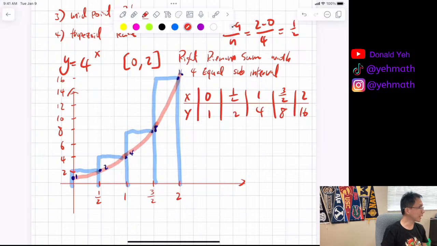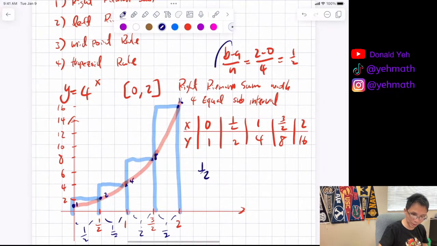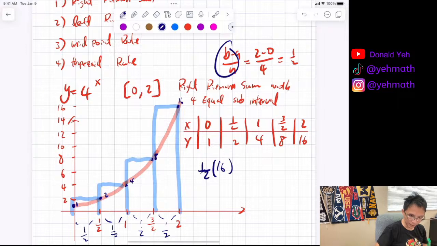Now, each rectangle has a width of what? Half. Why? Because from here to here is 1/2, from here is 1/2, and from here is 1/2. I can also use this equation, b minus a over n, that's half, times the right approximation. I'm basing it on the right endpoint, so the right height. So that's going to be 16 plus 1/2 times 8 plus 1/2 times 4 plus 1/2 times 2.